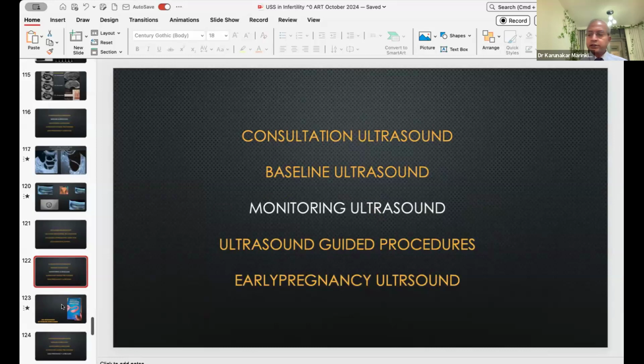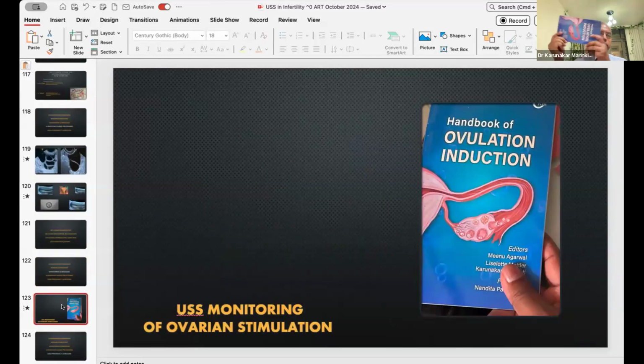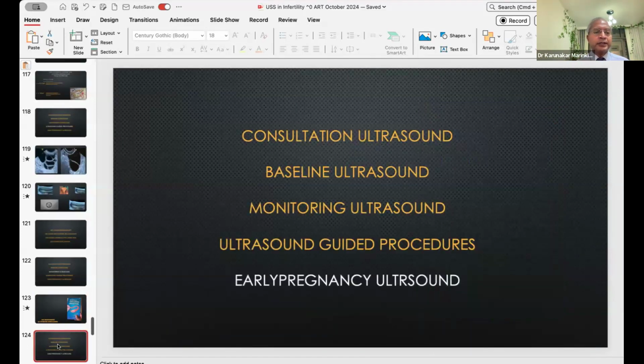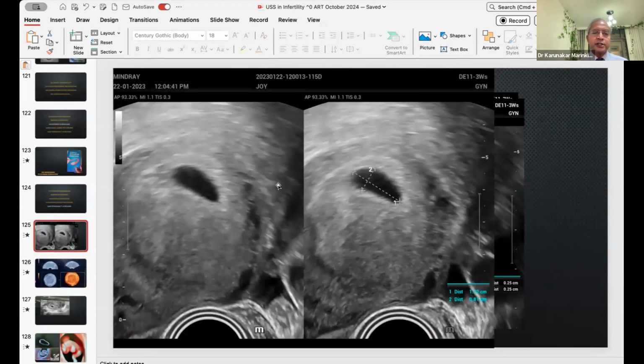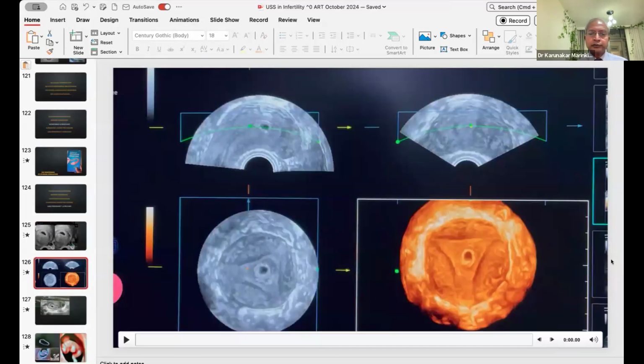Monitoring ultrasound. This is the book. I think about 1,200 copies are sold. It's got most of the contents that Dr. Meenal has explained. Coming to early pregnancy, which is the last section. Sometimes you see fibroid, adenomyosis, everything with pregnancy. Sometimes you have a miscarriage that you keep missing.